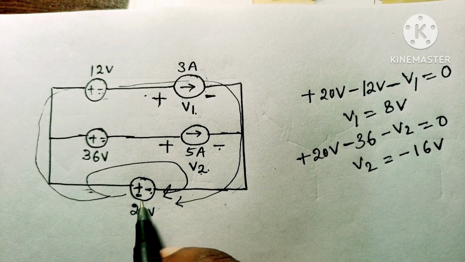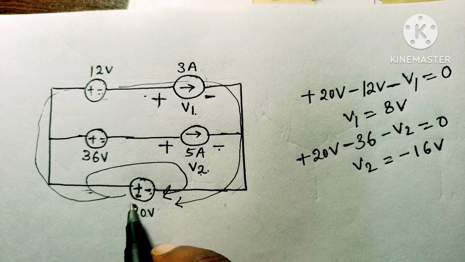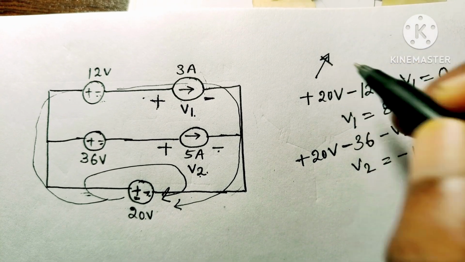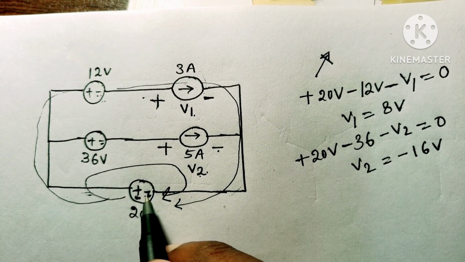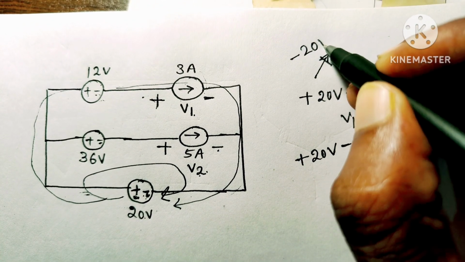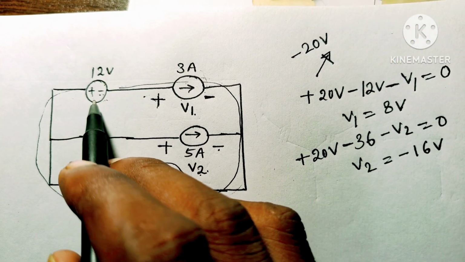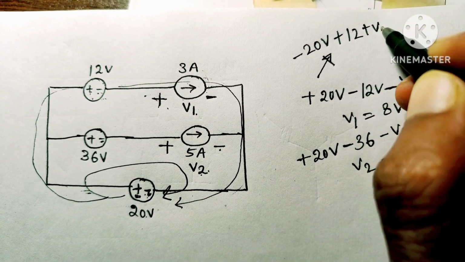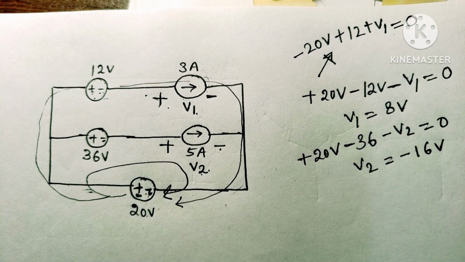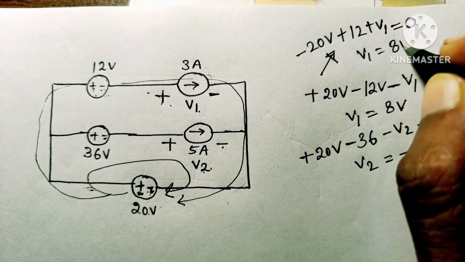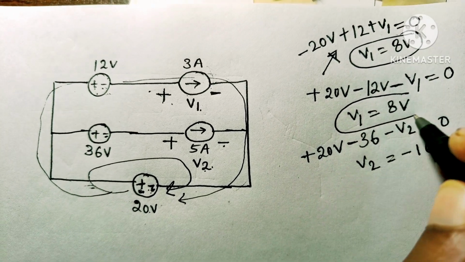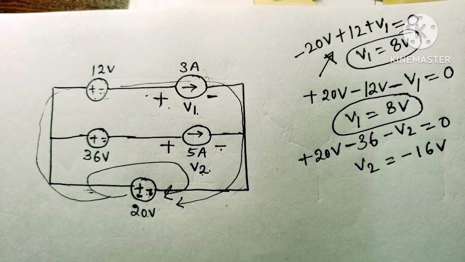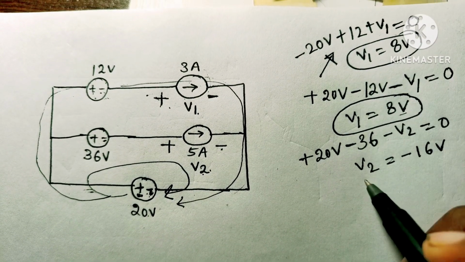We can write the sign that appears at the second position, or the sign that appears at the first position. If we write this equation with the symbol that appeared first, this is negative, so we write minus 20 volt. If we move in this direction, here will be a positive sign first, so plus 12 volt, and plus V1, equal to 0, then V1 will be equal to 8 volt. So the same answer is found whether we take the first sign or the second sign. In this way we can write KVL in an easy manner. So here V1 is 8 volt and V2 is minus 16 volt.